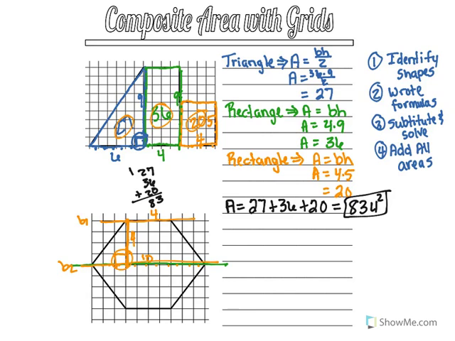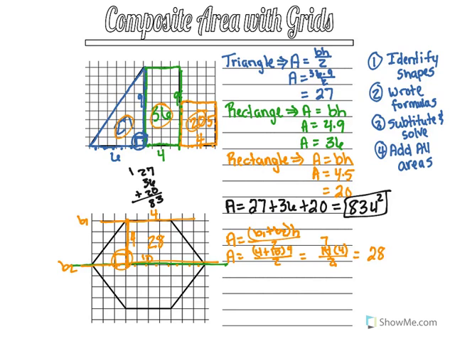So my formula for the area of a trapezoid is base 1 plus base 2 times the height, all divided by 2. I'm going to substitute in numbers. Base 1 is 4, base 2 is 10, multiply by the height of 4, and then divide by 2. So this equals 14 times 4 divided by 2. I can simplify to 7 times 4, and the area is 28 units squared.